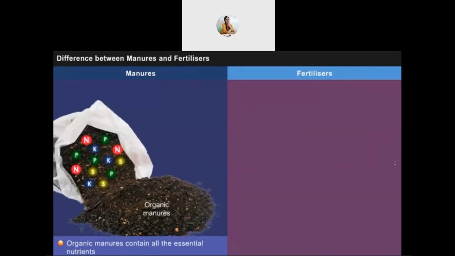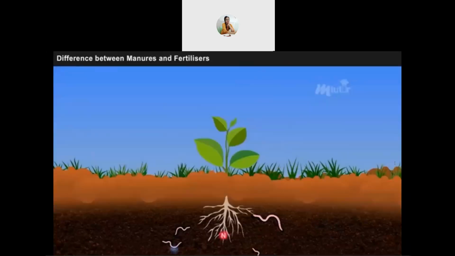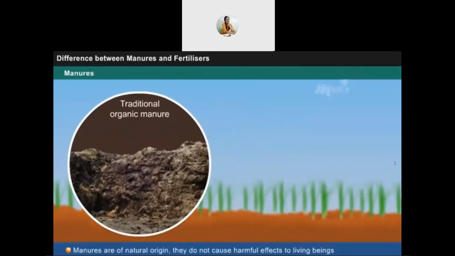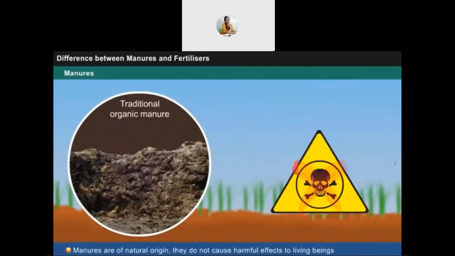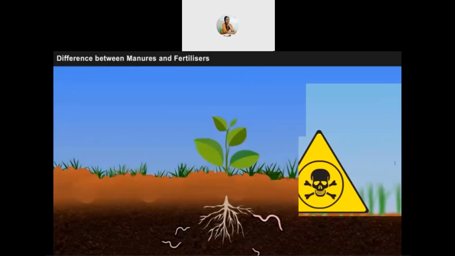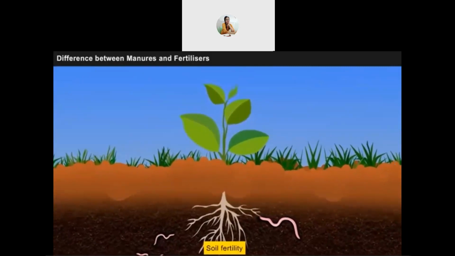Organic manures contain all the essential nutrients, whereas fertilizers contain only the specific nutrients. Even though manures have all the essential nutrients, they contain relatively less amount of plant nutrients, whereas fertilizers are rich in plant nutrients. Since manures are of natural origin, they do not cause harmful effects to living beings, while the fertilizers create health problems to living beings due to their synthetic origin. Both manures and fertilizers are essential for maintaining the soil fertility.